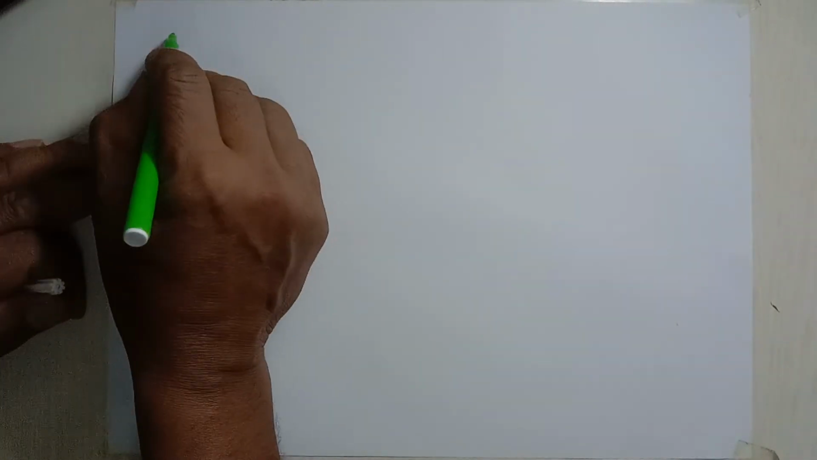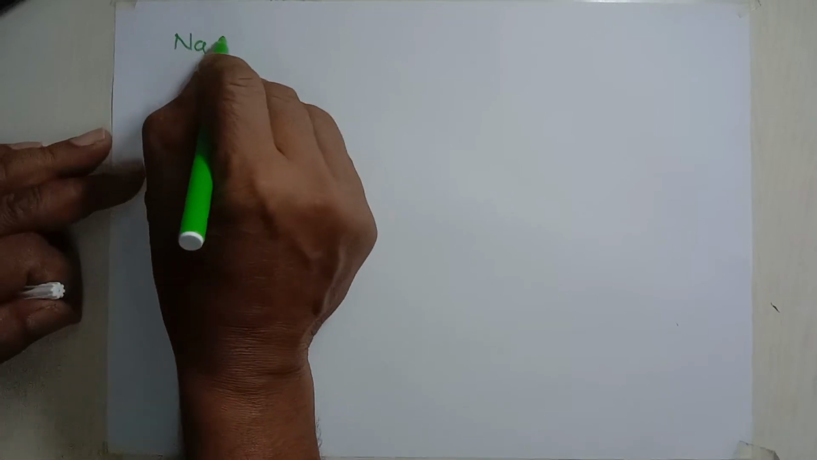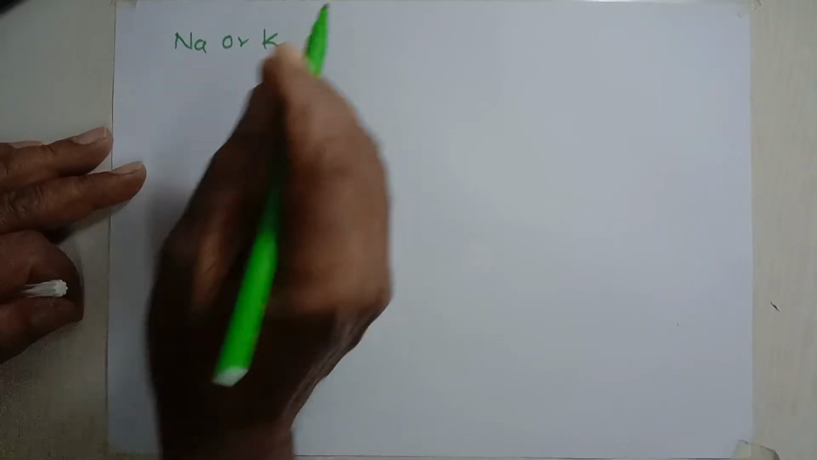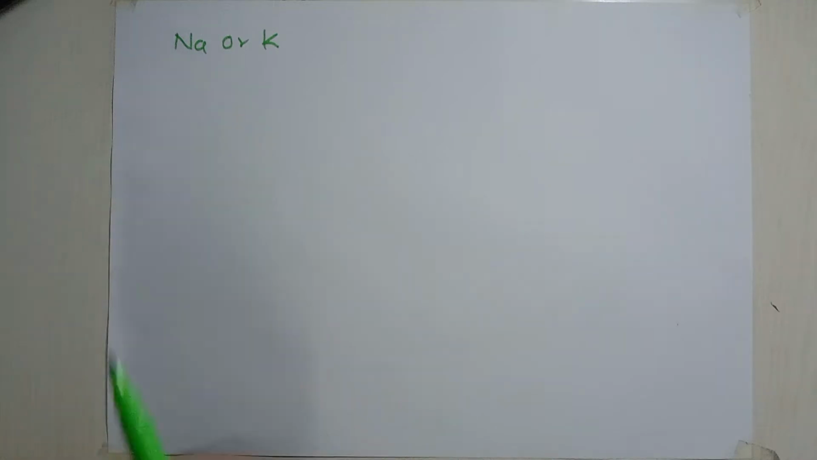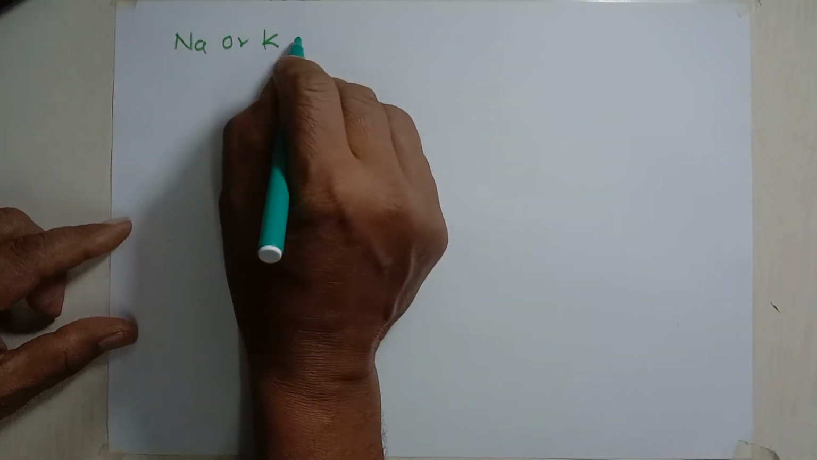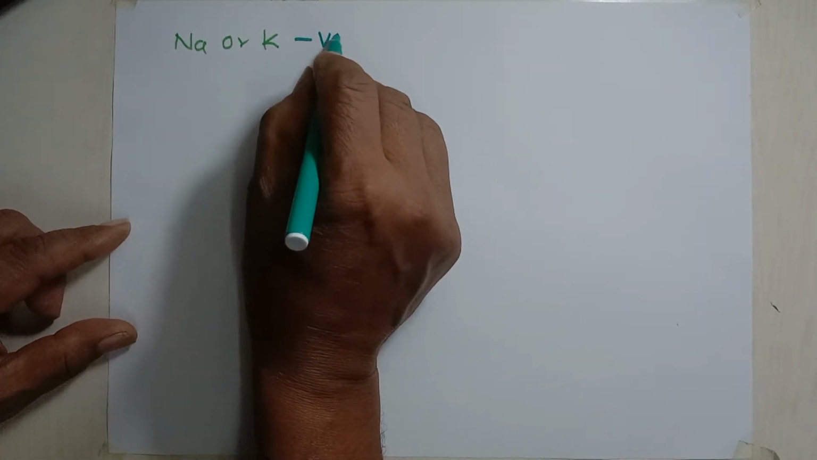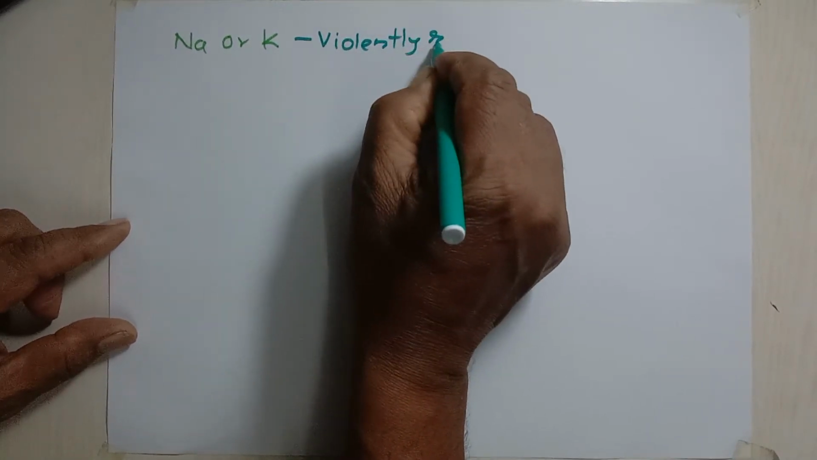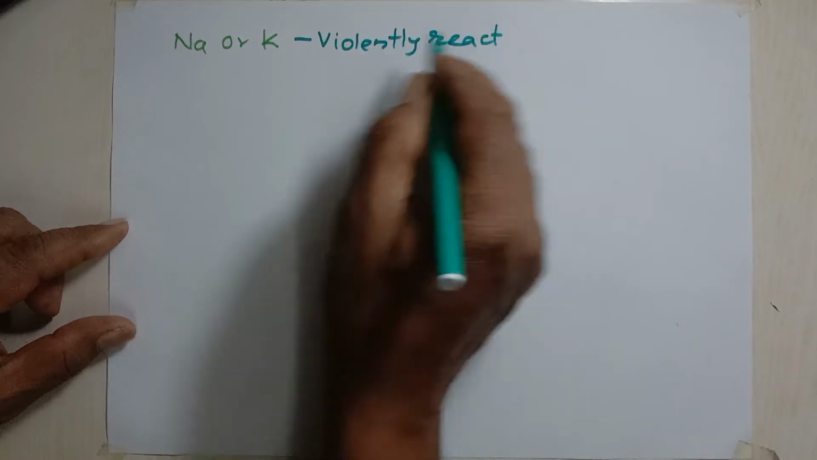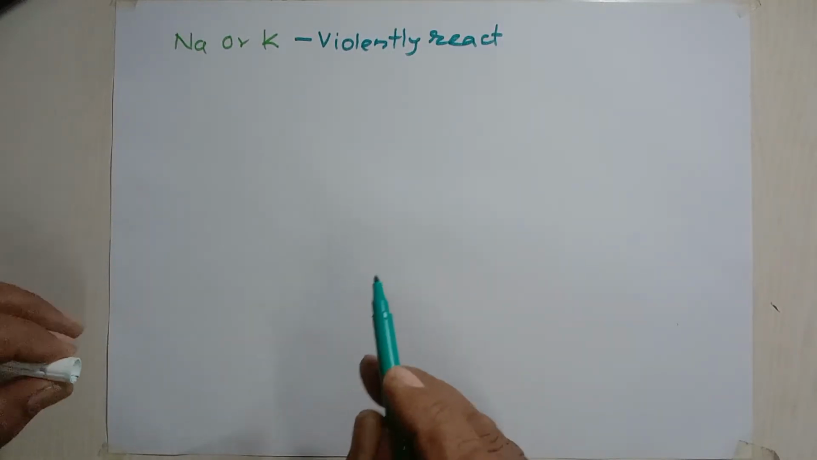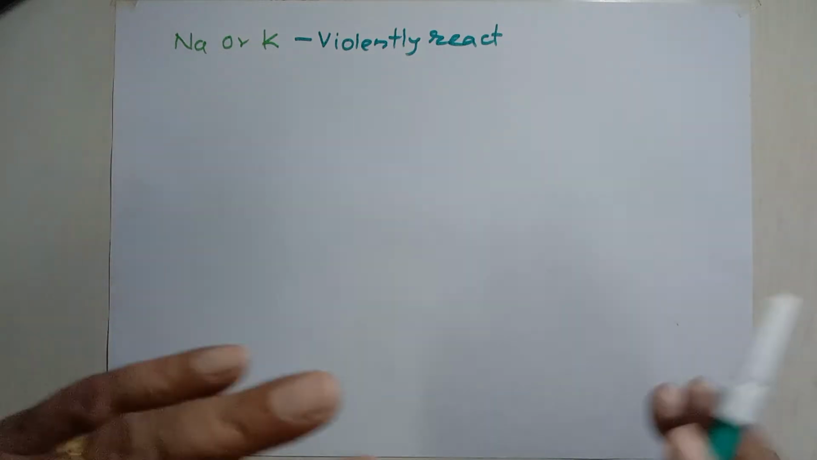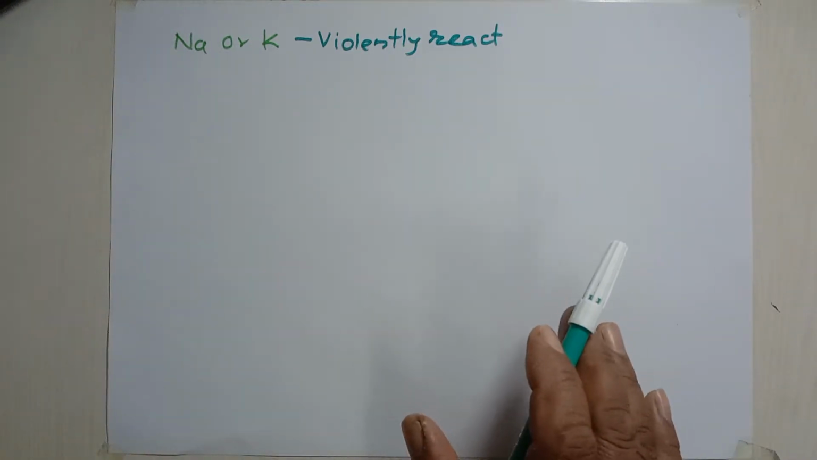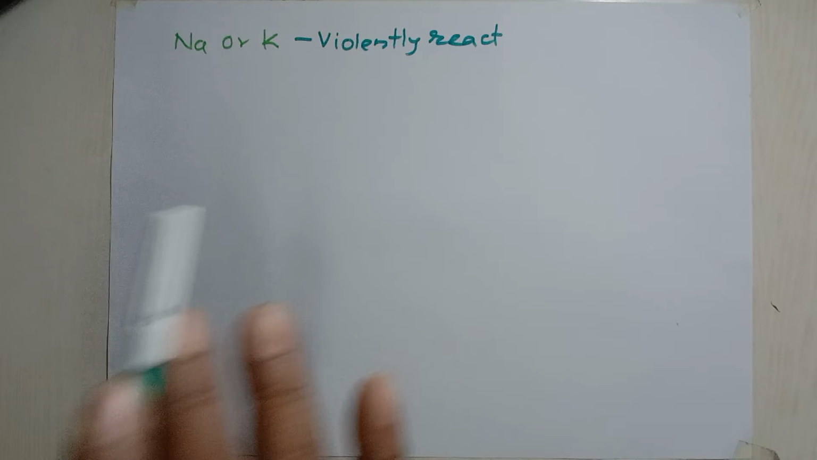If we use sodium or potassium, all of us know that these are very reactive metals. And what happens? They violently react with acid. And if the reaction is very violent, then the reaction cannot be done in laboratory with the students. And so these two metals are not used.